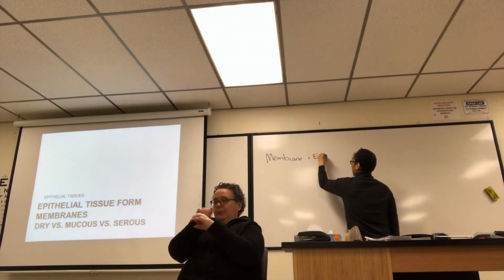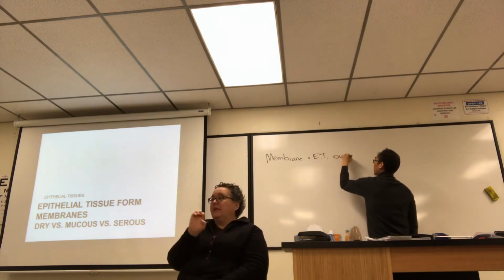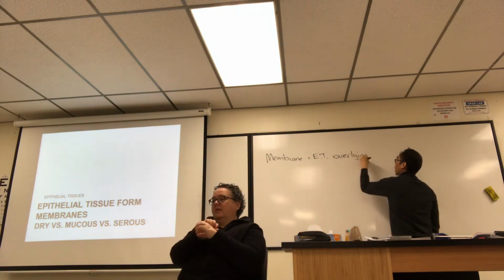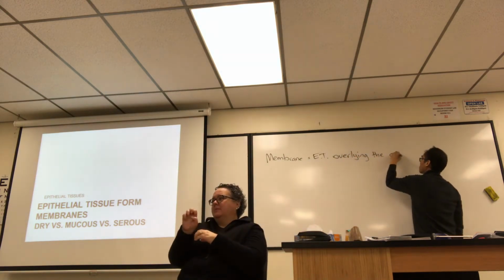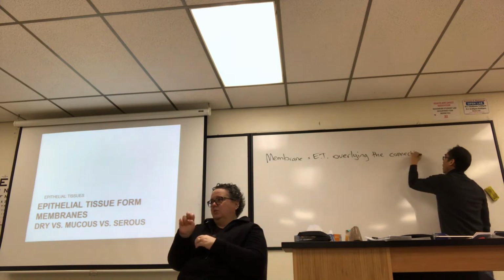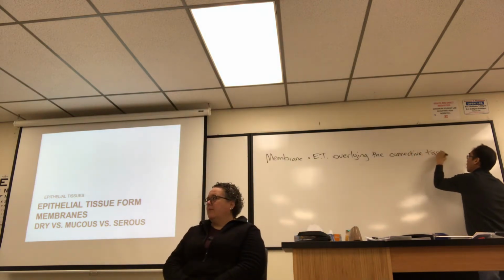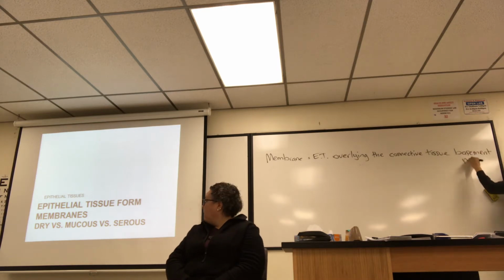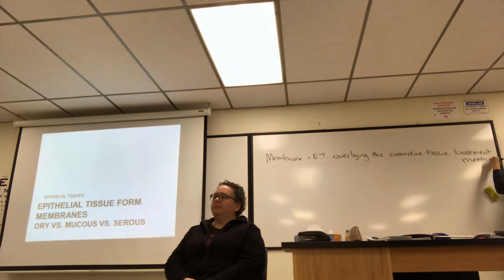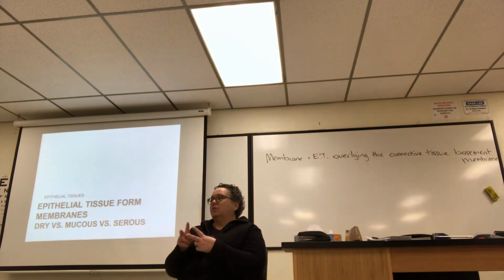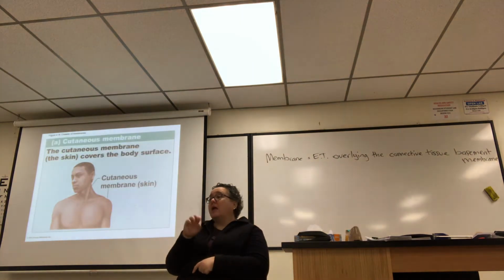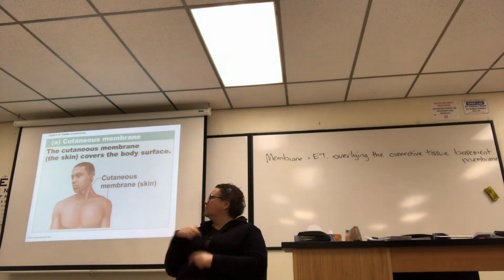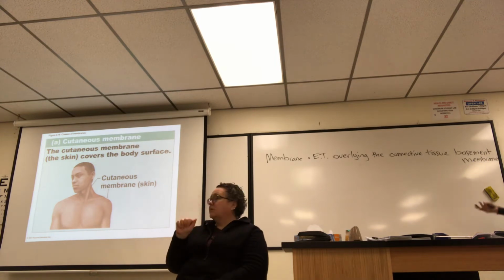So it's the ET overlying the connective tissue basement membrane. Those two things make a membrane. And they could be dry, mucus, serous. Here's an example of a cutaneous membrane, skin.